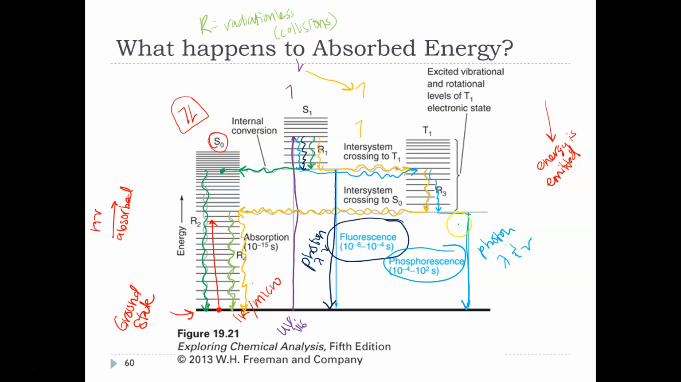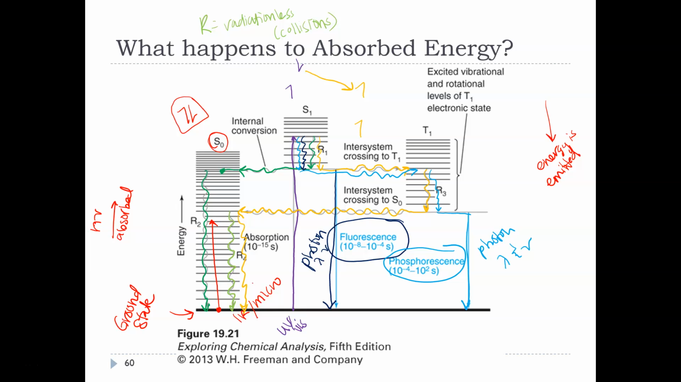Now, notice the phosphorescence arrow is a different size than the fluorescence arrow, which is a different size than the purple arrow and how much energy it absorbed. So the color of light that it releases is going to be different than the color of light we shined at it to make it excited in the first place. Fluorescence photons are going to have more energy than phosphorescence photons, because if you look at the size of the arrow, isn't the fluorescence arrow longer than the phosphorescence arrow?